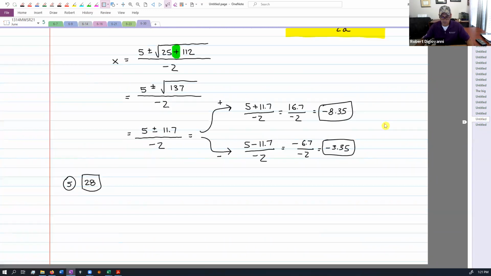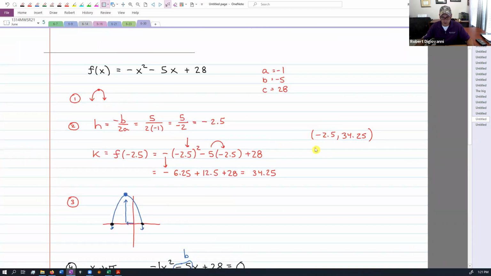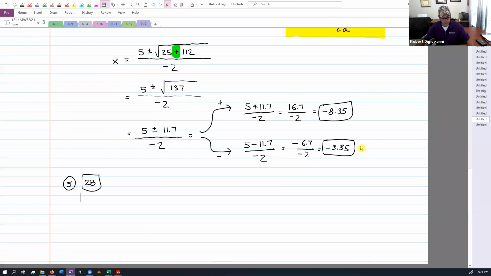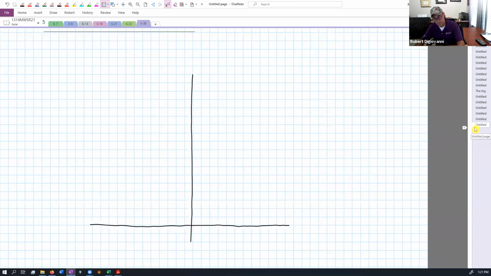All right, I need to refer back. I'm going to start with my vertex. The vertex was -2.5, 34.25. Let me just write down the information.